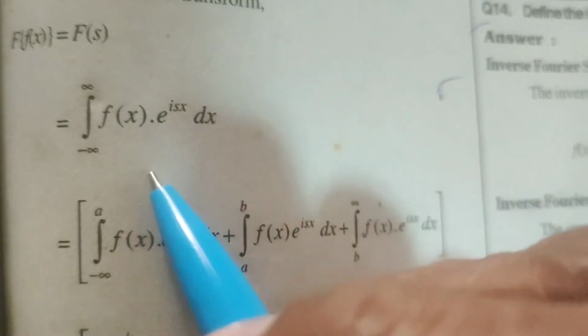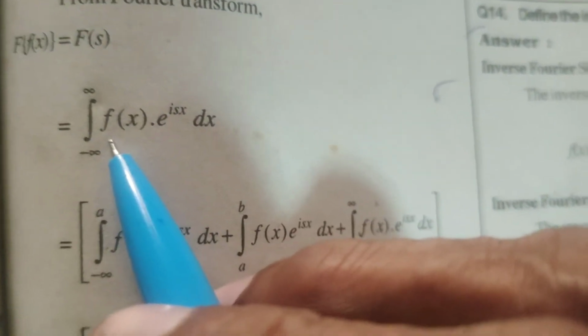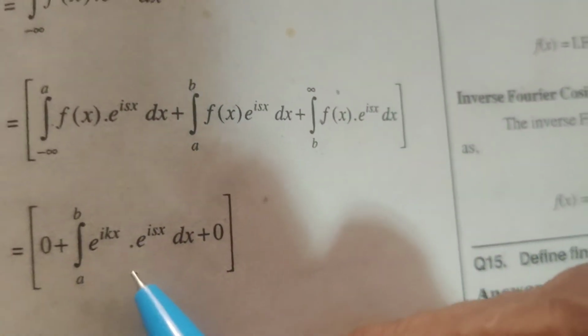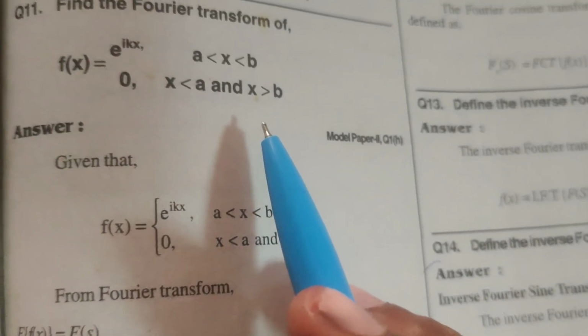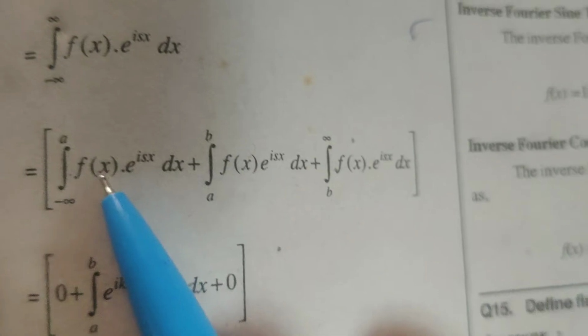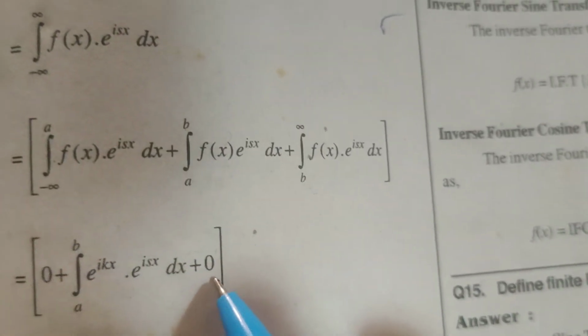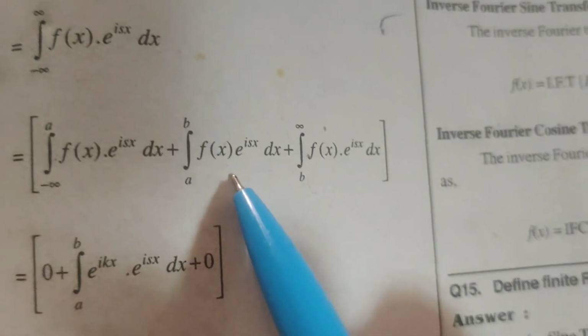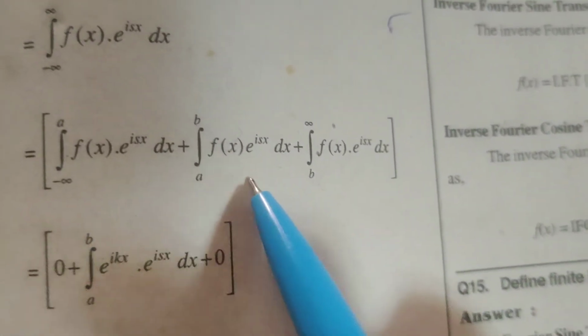In this formula, for the Fourier transform of the function f(x), split the integrals. First of all, this is 0. Again, the last integral will also be 0. Why? Because your function is defined as 0 where x < a and x > b. So here the function f(x) is substituted as 0 where x < a and x > b. Now only the integral from a to b of f(x) e^(isx) dx remains.